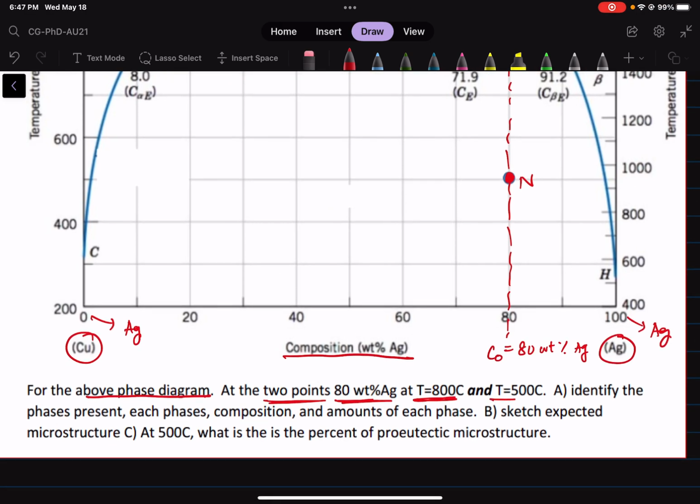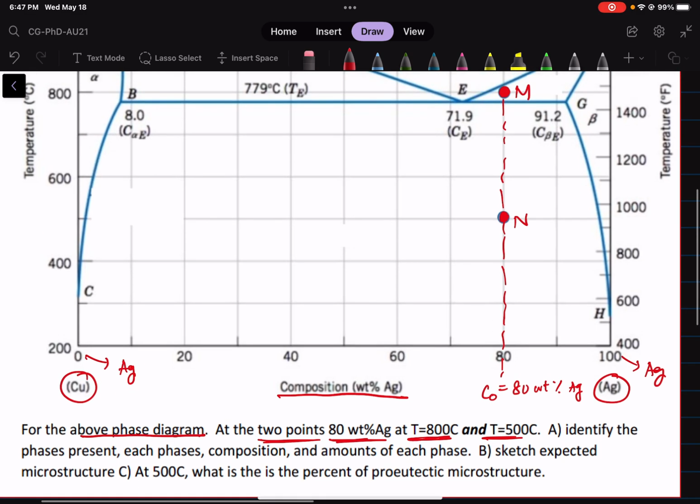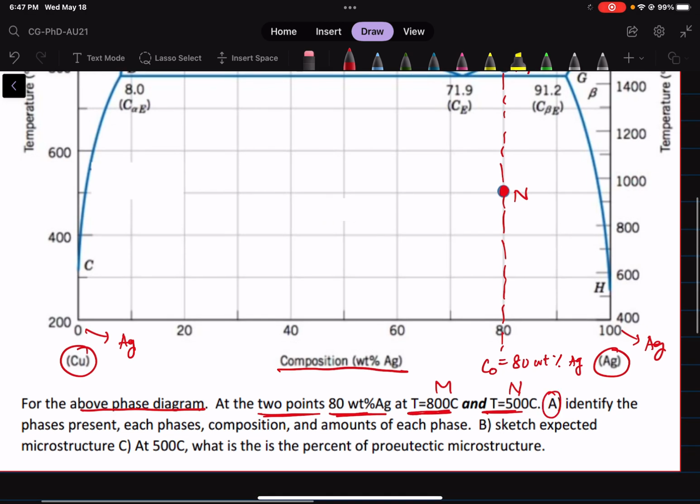And then we have been given two temperatures. For the point M, it's 800 degrees Celsius. For the point N, the sample is at 500 degrees Celsius. For part A of the question, we have to identify the phases present. And for each phase, we need to find the composition and the amounts present. And then for part B, we need to draw the microstructure.